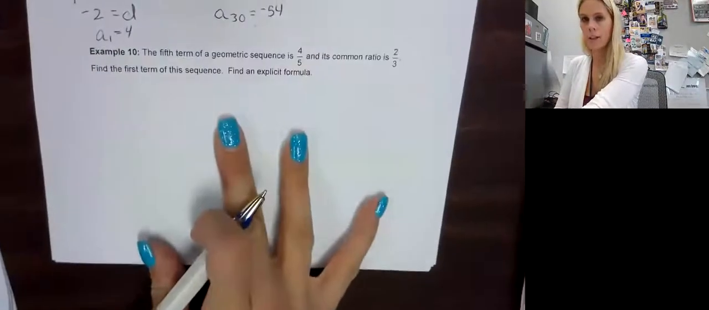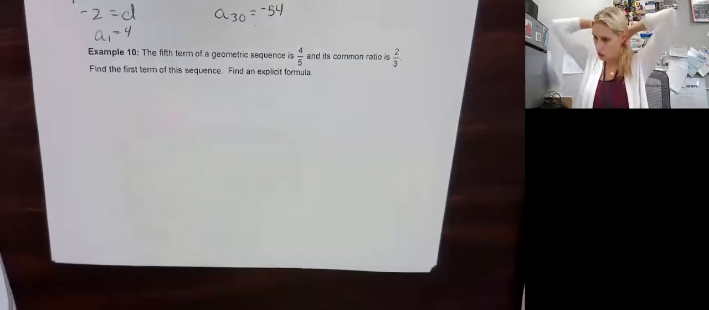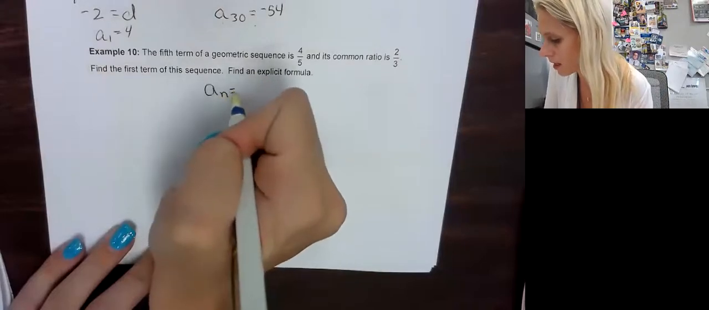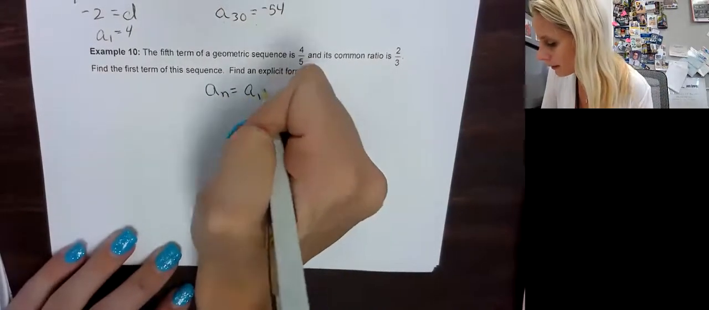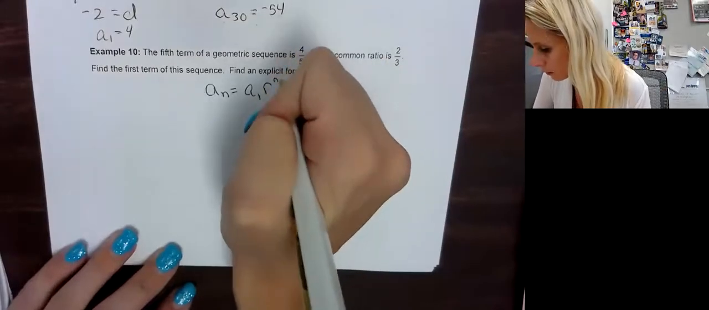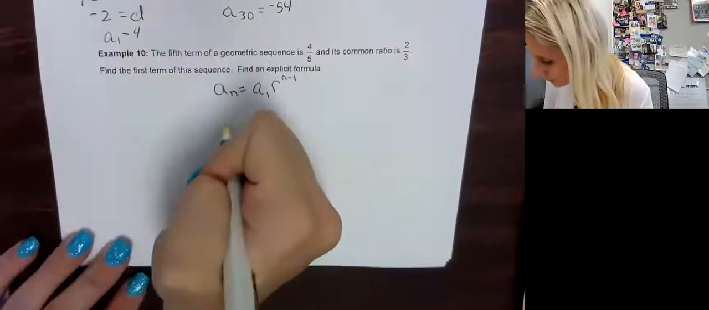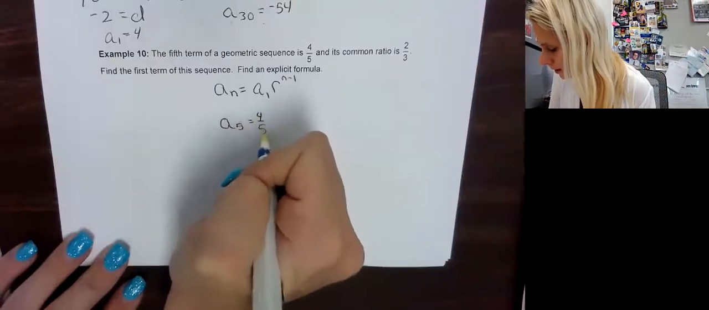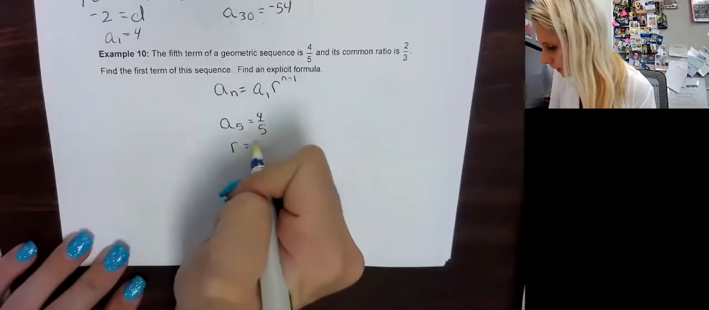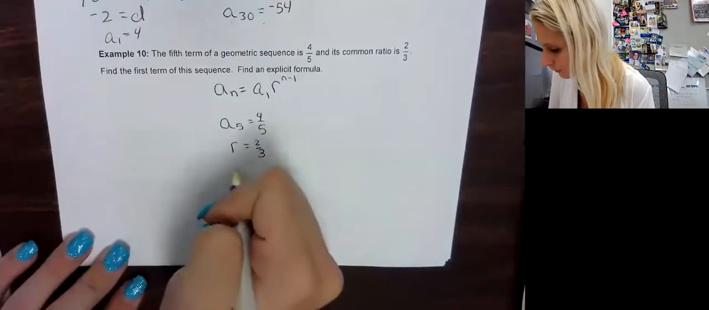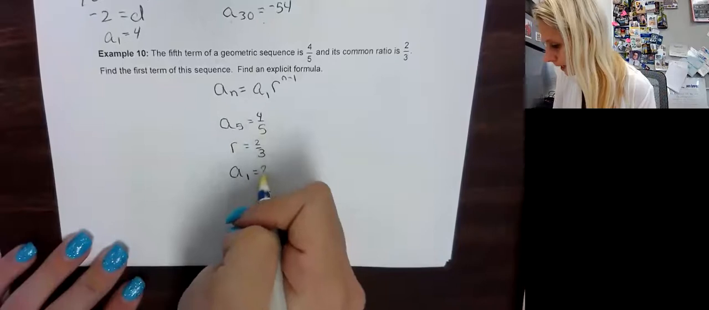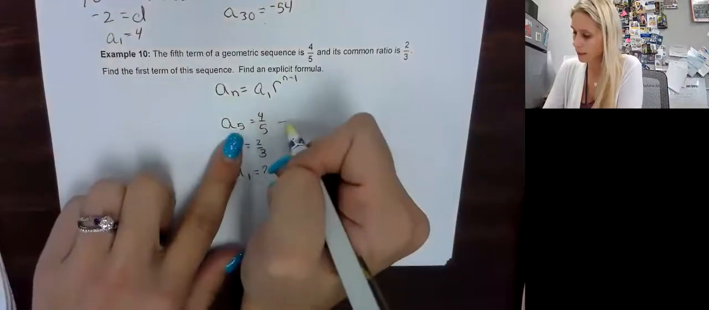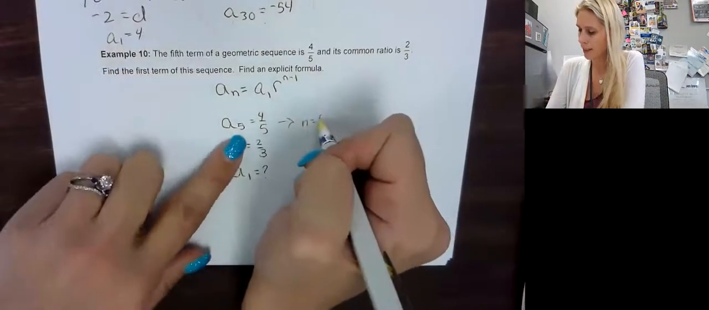All right, let's look for a new question here. The fifth term in a geometric sequence. Let's write down the geometric formula because we've been used to so much arithmetic. It's a subscript n equals a subscript 1 times r to the n minus 1. The fifth term, so a subscript 5, is 4/5. The common ratio is 2/3. We're finding the first term and going to write the explicit formula. So right here, this also tells me n is 5.